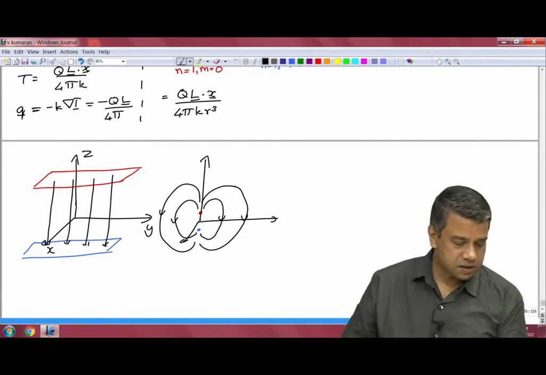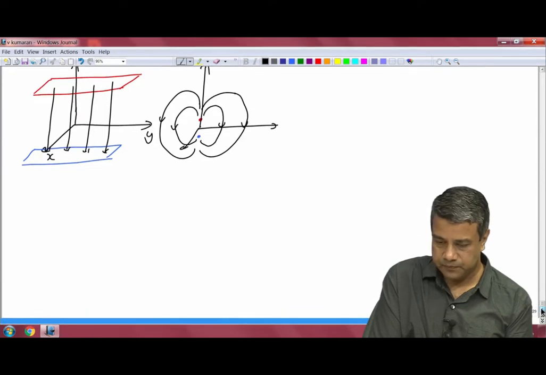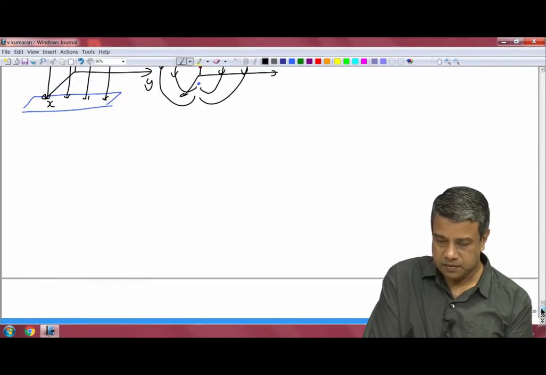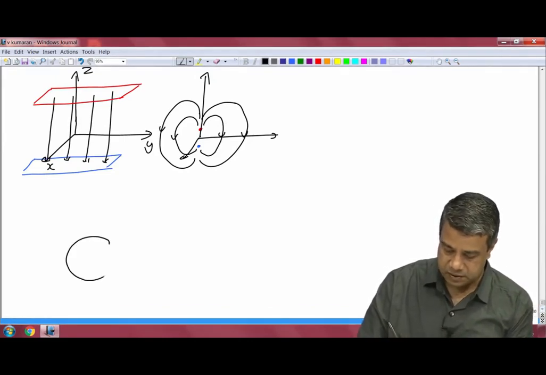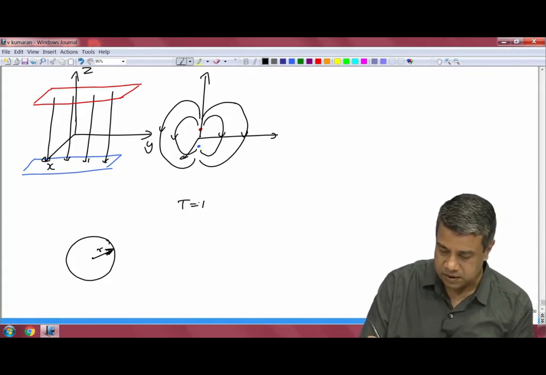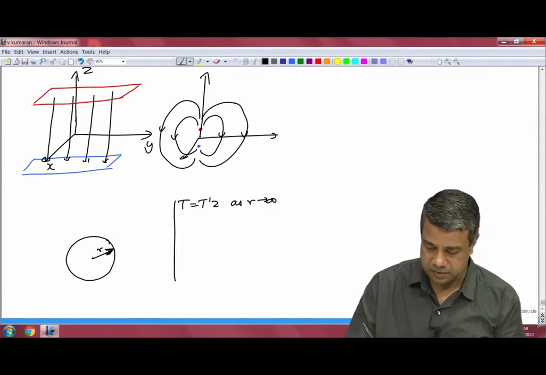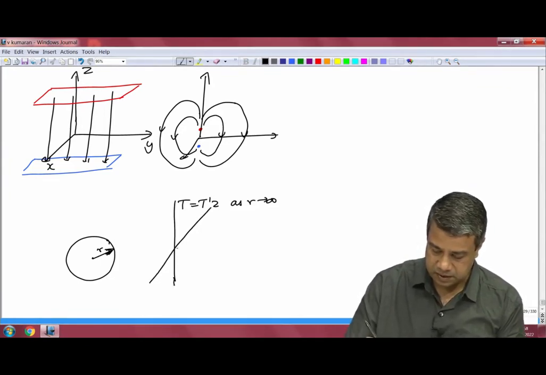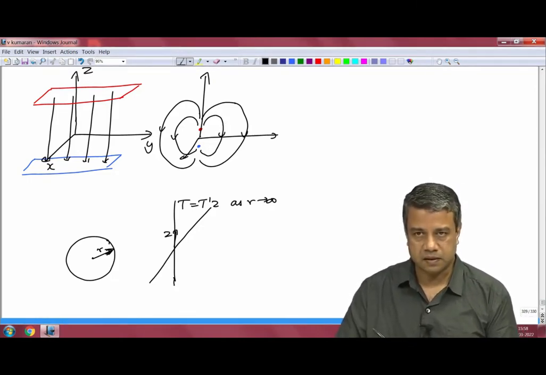If you recall, we had solved the problem of heat conduction in a composite. A sphere of radius r in a temperature field, which was T equal to T prime z as r goes to infinity. I had solved for the temperature field around a sphere where the temperature was a linear function of z far from the particle.